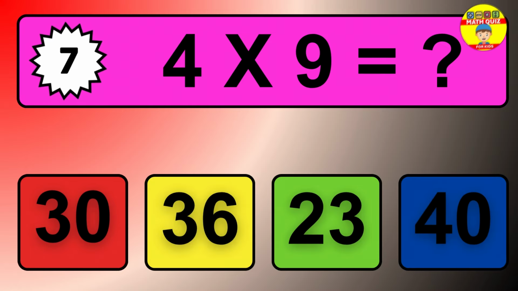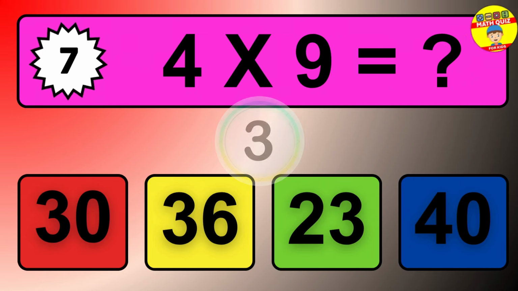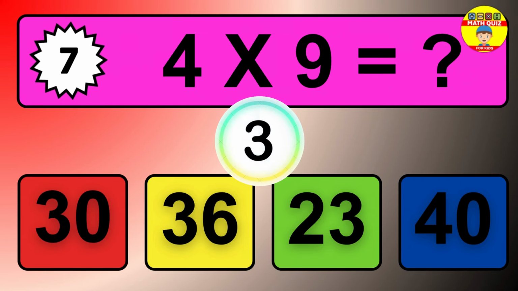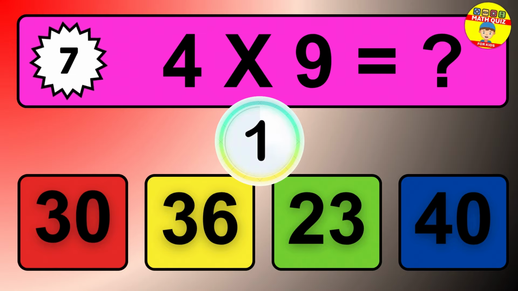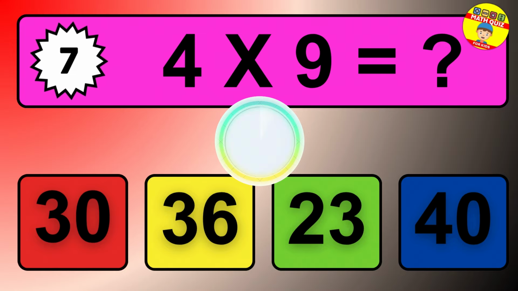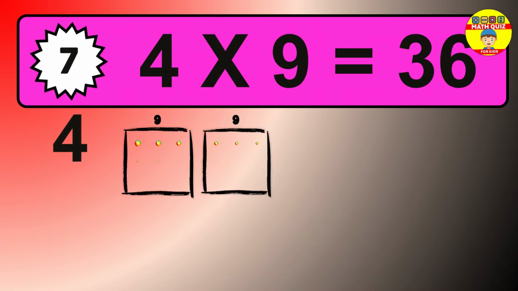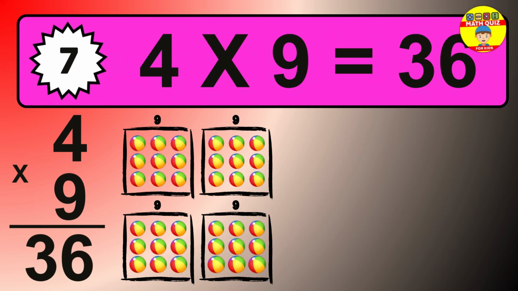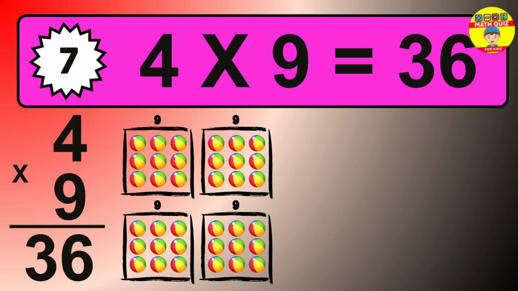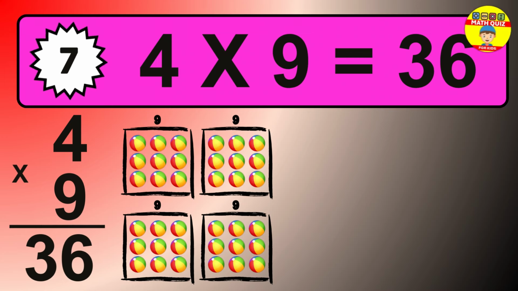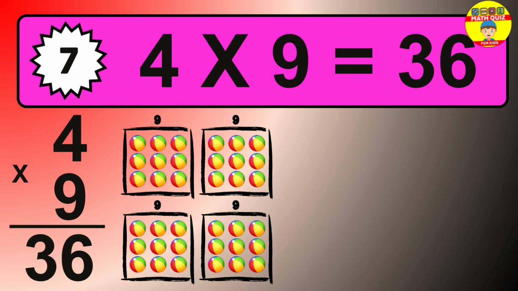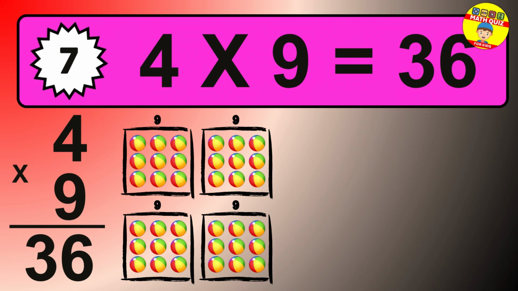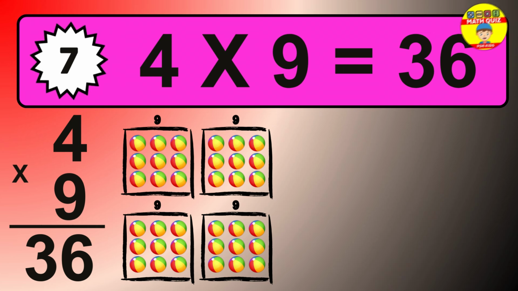Question 7. 4 times 9 equals what? So the answer is 4 times 9 is 36. To calculate, we have 4 groups with 9 balls each one. So, how many balls do we have? 36 balls.